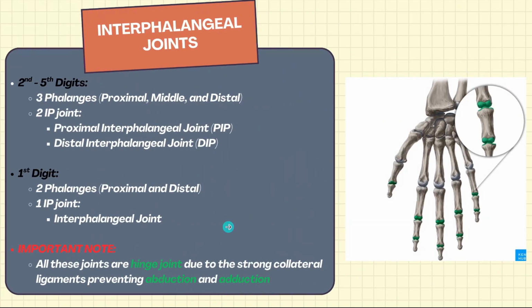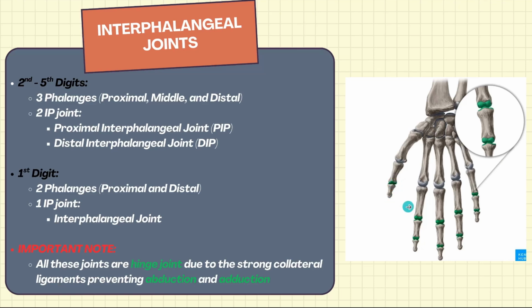Okay, now finally the most distal joint of the hand, it's the interphalangeal joints. Now the interphalangeal joints for the second, third, fourth, and fifth digits are going to have three phalanges, and because we have three phalanges, that means we're going to have two interphalangeal joints. So we're going to have a proximal one and a distal one, and for the thumb or the first digit, you're going to have two phalanges, which means you're going to end up with one interphalangeal joint.